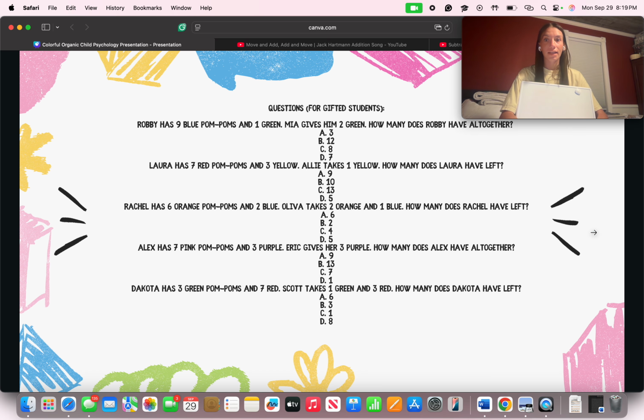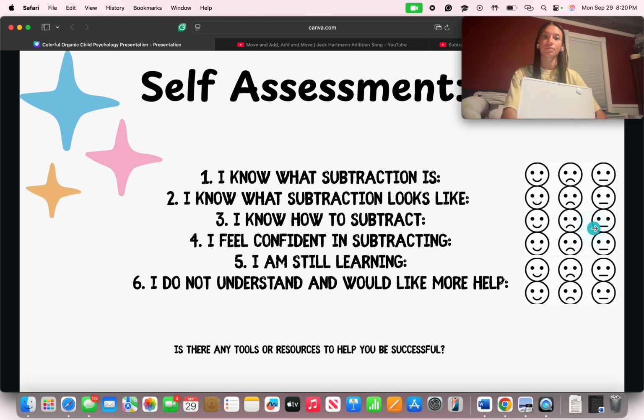Now, for my questions for gifted students, these questions are a little bit more challenging with the word sentences, and there is a mix of both addition and subtraction questions within the same worksheet as opposed to 2 separate worksheets. And just like our addition, we also have a subtraction self-assessment.